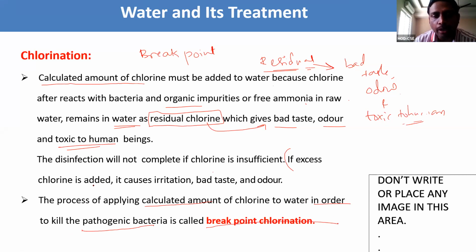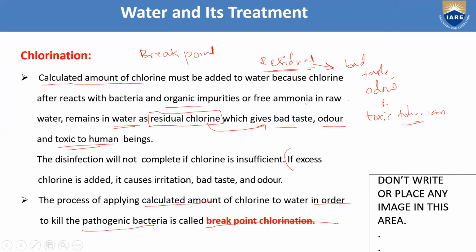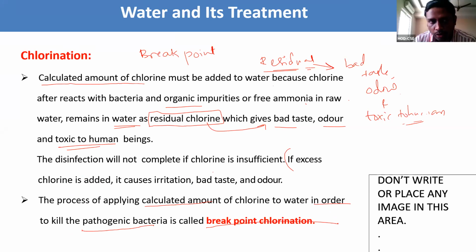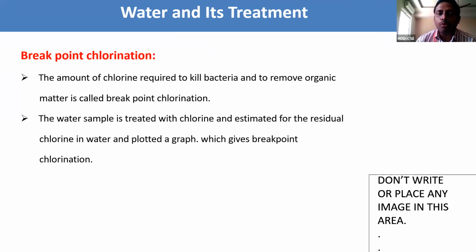The process of applying the calculated amount of chlorine to water in order to kill pathogenic bacteria is called breakpoint of chlorination. The amount of chlorine required to kill the bacteria and to remove the organic matter present in the water is called breakpoint of chlorination. Here, a water sample is treated with chlorine and estimated for the residual chlorine in water.